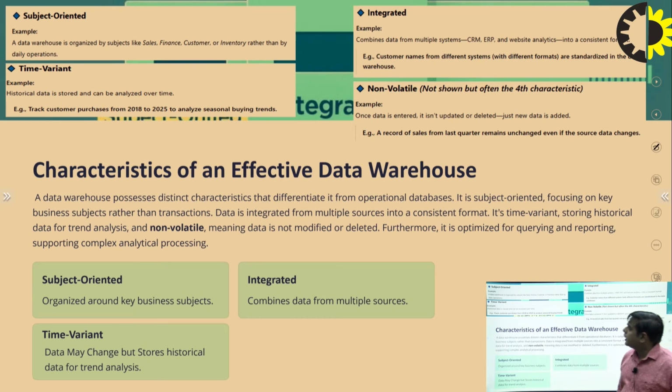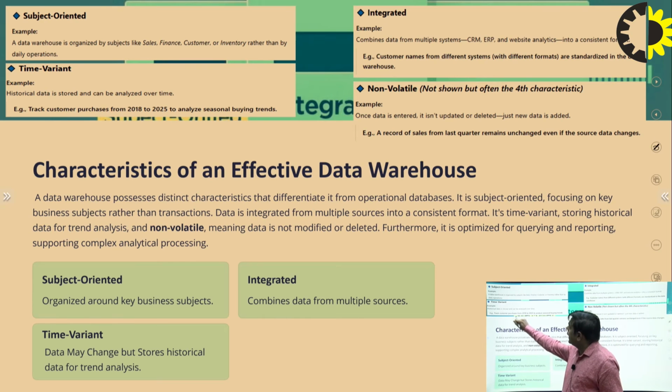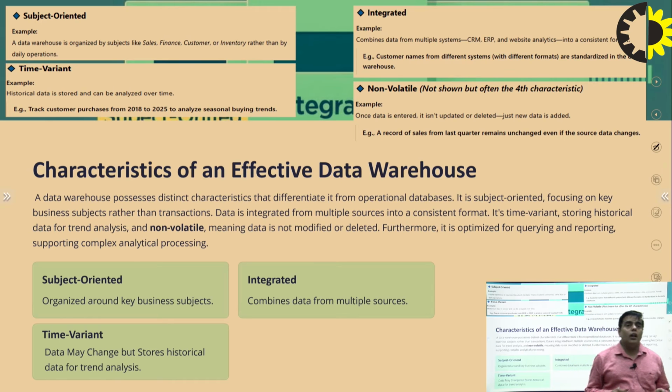Time variant means historical data is stored and can be analyzed over time. For example, suppose we are tracking the customer purchases from 2018 to 2025. So that means there are 2 types of data. One is the historical data, second is the real time data. For the data warehouse analysis, we use only the historical data because the data must not be changed.